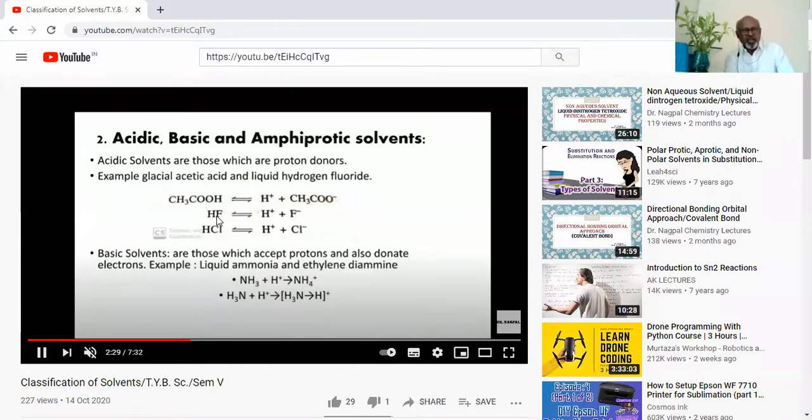Liquid hydrogen fluoride can also produce H plus and F minus, and HCl also produces the proton, that is H plus and Cl minus. These are giving H plus ions, hence are known as acidic solvents. The basic solvents are those which accept protons and also donate electrons. For example, NH3. Here, this NH3 can accept a proton and form the new product NH4 plus. So NH3 is regarded as a basic solvent.